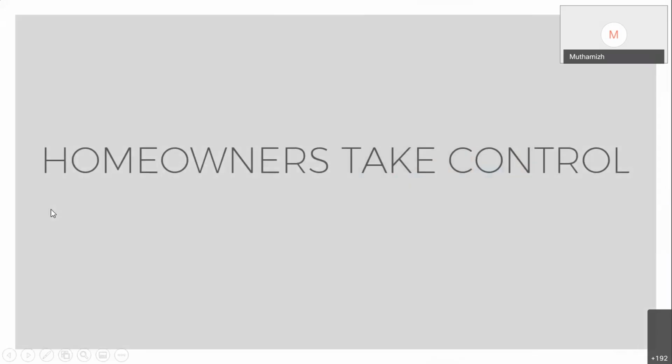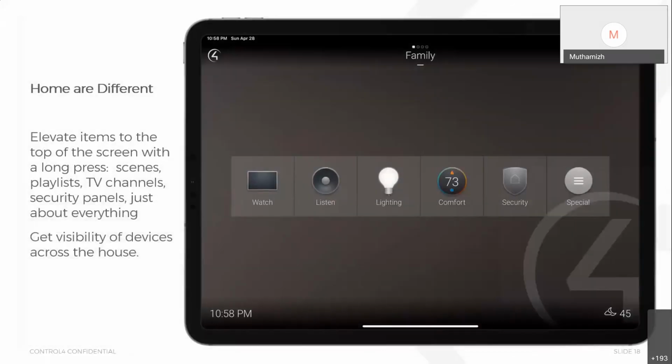All these features can be done by the homeowners themselves, so you really don't have to do them. You only need to tell them to press and hold, and then they can do it by themselves, like editing the lighting scenes, changing the rooms, or adding favorites to the home screen. These are customer-facing options.